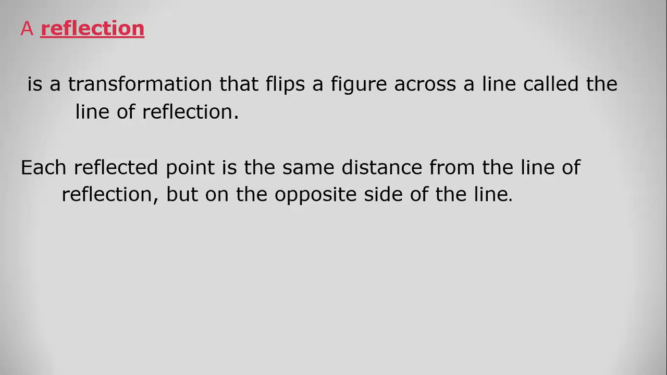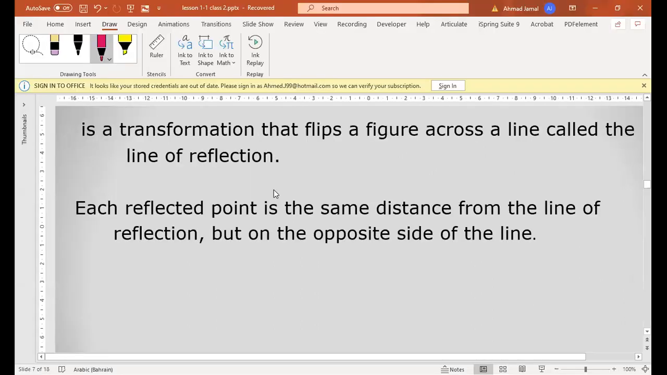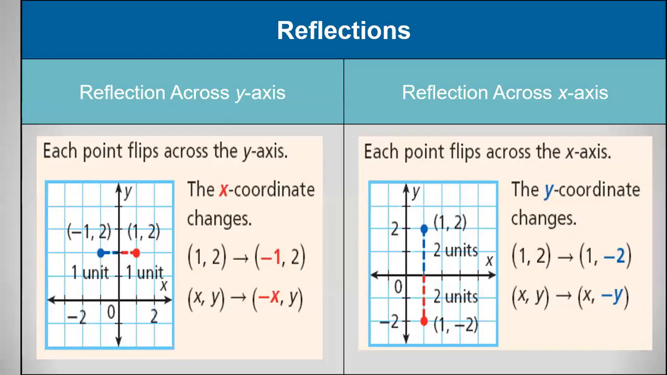Reflection. The second idea for my lesson will be reflection. Reflection: the point is the same distance from the line, reflected but on the opposite side. I will take an example. I can reflect the point by the same distance across the y-axis, or reflect the point by the same distance across the x-axis. Okay, be careful please.